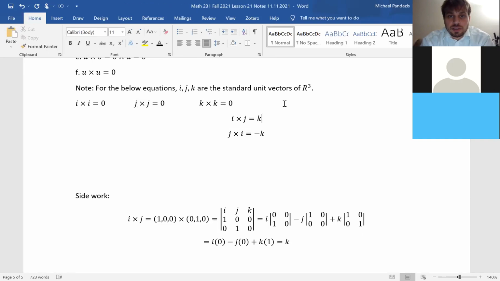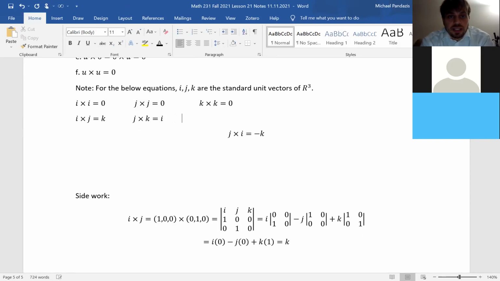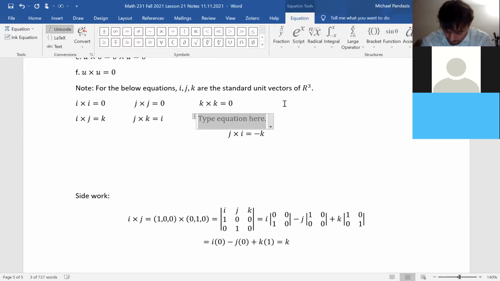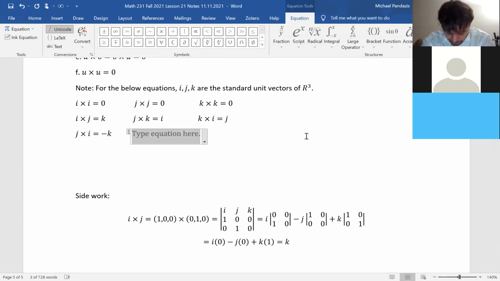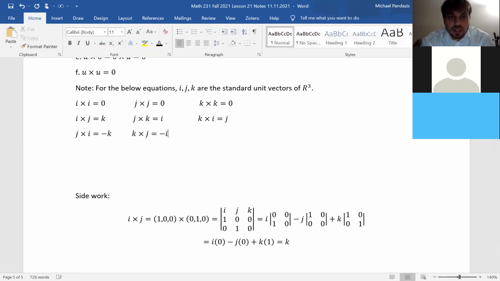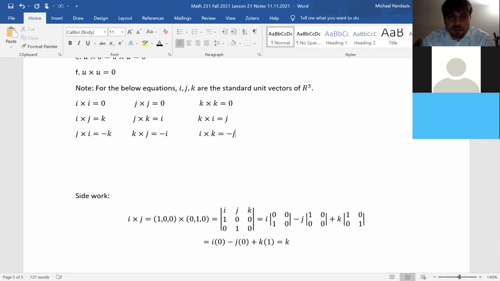Already showed this one. I cross j is equal to k. J cross k is equal to I, and k cross I is equal to j. J cross I is equal to negative k. K cross j is equal to negative I, and I cross k is equal to negative j.